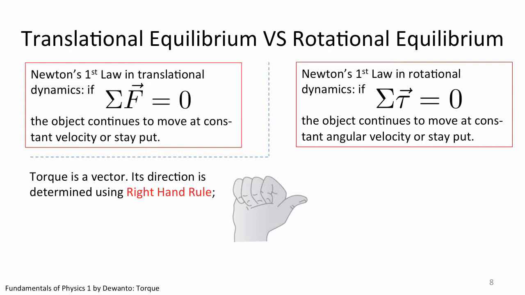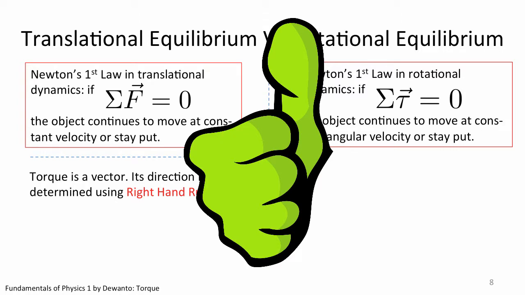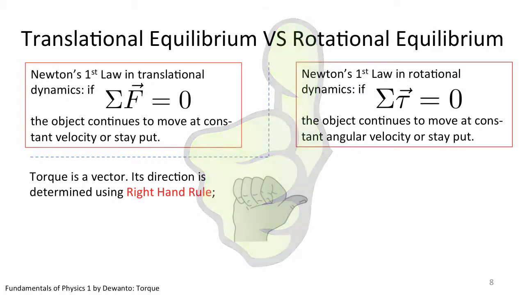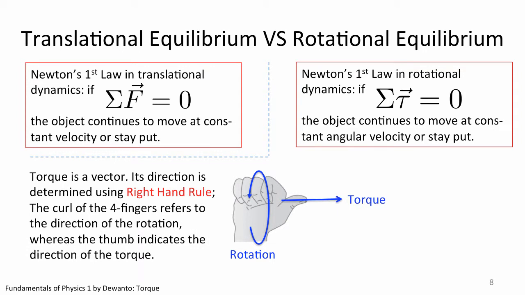The idea is to curl our forefingers and stick out our thumb straight up like when we are appreciating somebody for his or her good work. We then curl our forefingers in the direction of the rotation, which naturally will cause our thumb to stick in a particular direction. That direction is the direction of the torque.